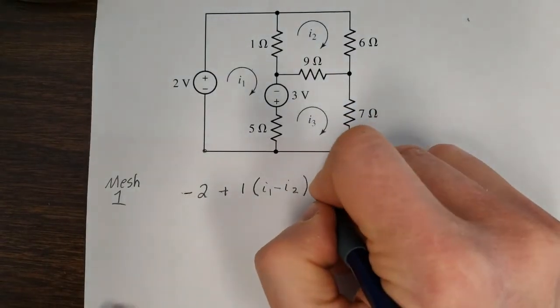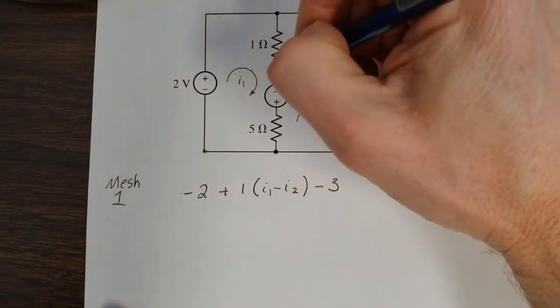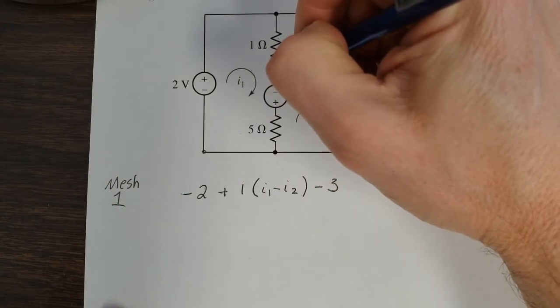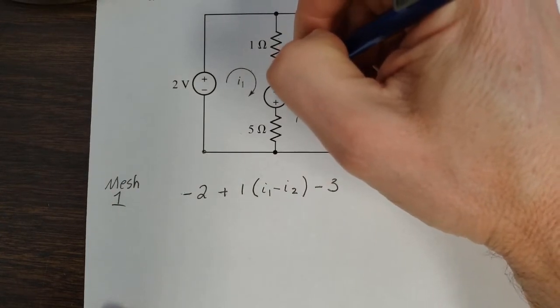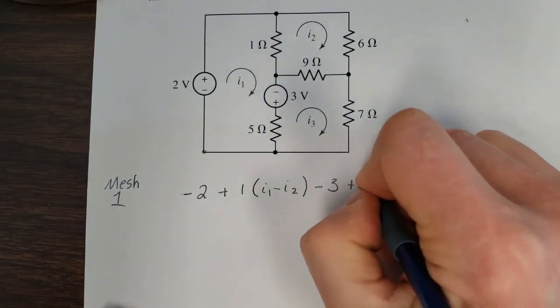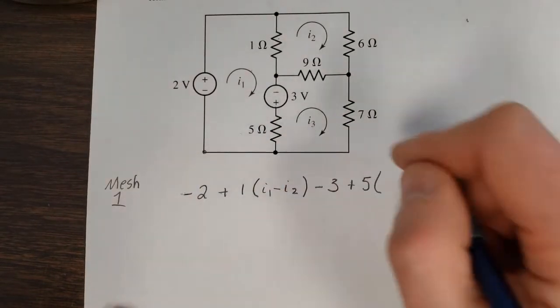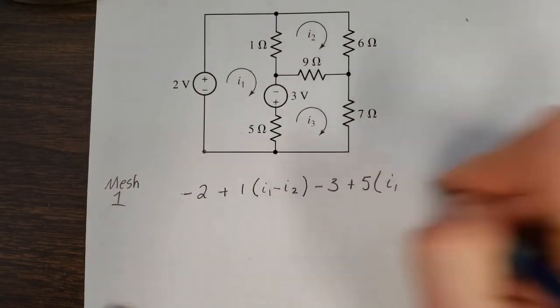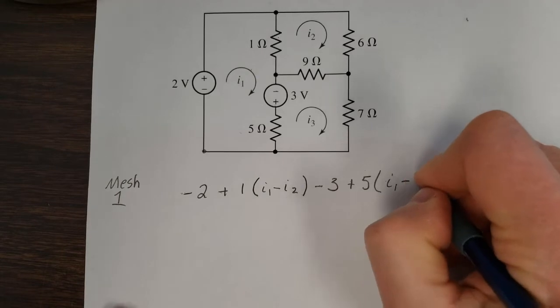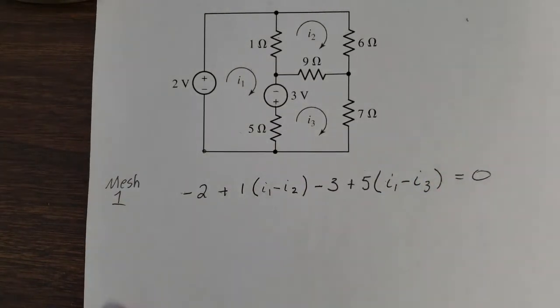Then we're going to get a minus 3, because as we come through here, we've already done the 1 ohm resistor, and we hit a minus 3 here. Then through this, we're sharing between 1 and 3. We're in mesh 1, so the current 1 always comes first, and then all that is equal to 0.